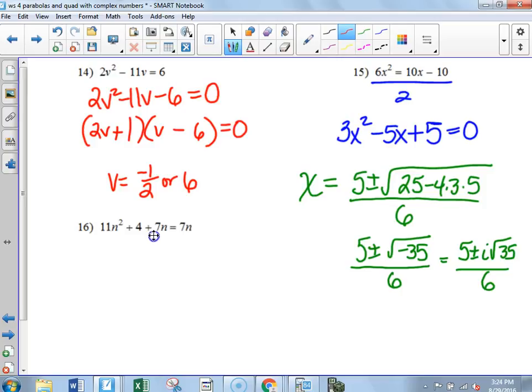All right, guys, what about the last one here? If we subtract 7n we get 0. Now there's no b term, so I'm not going to do quadratic. What am I going to do? Subtract and divide, so I get -4/11.